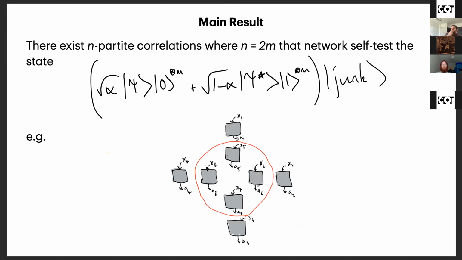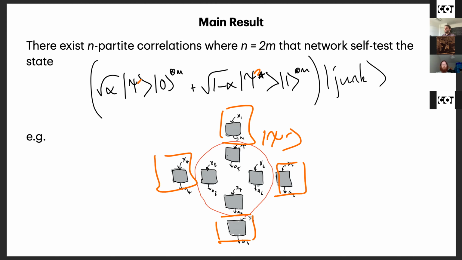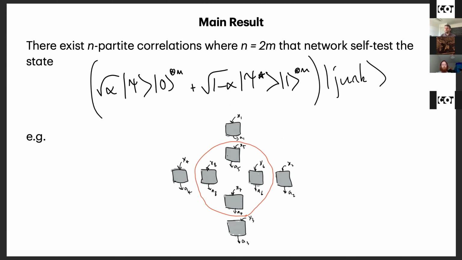The structure for doing this is the following: we have our inner circle corresponding to the state psi prime that we want to self-test, and we have a bunch of auxiliary parties outside this ring. For each party corresponding to a subsystem in psi prime, we've got another additional party, and that's where this 2M comes from. So that's the structure of the network that can network self-test this state.